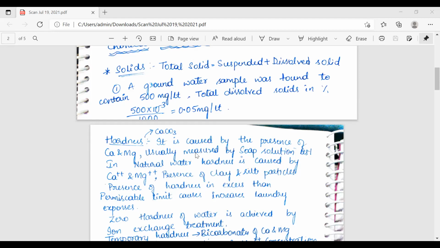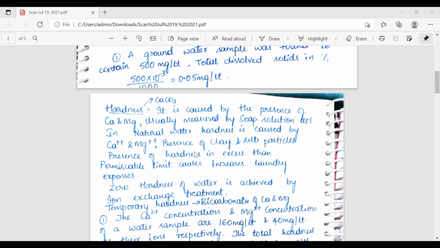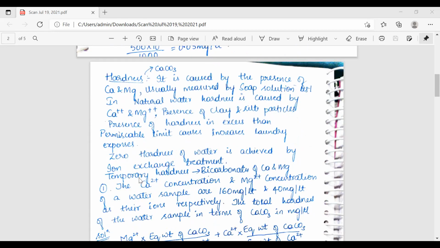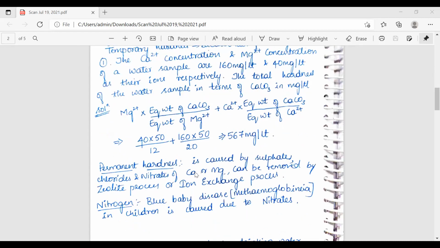So there are two types of hardness. One is temporary hardness and the other is permanent hardness. What is this temporary hardness? It is nothing but bicarbonates of calcium and magnesium. Temporary hardness can be removed easily by adding lime. And permanent hardness is caused by sulfates, chlorides and nitrates of calcium and magnesium.